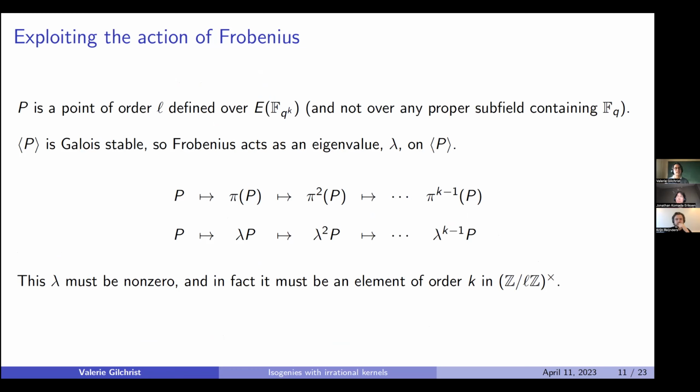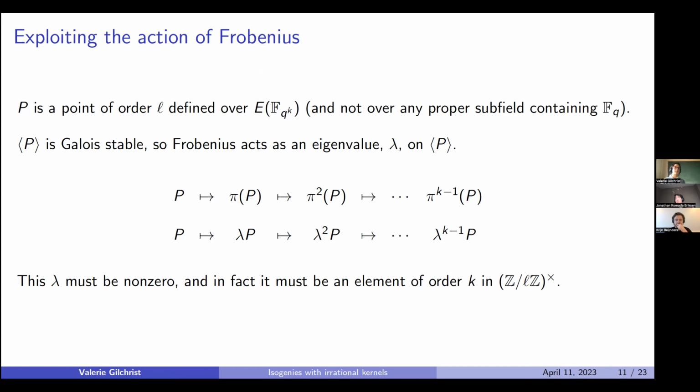So again, we're in the same context. We have this point of order L that's defined over some extension field. And in particular, we're assured that this is the smallest extension field that contains such a point. So no proper subfield containing FQ will have a point of order L. Then we have that the subgroup generated by P is going to be Galois stable.